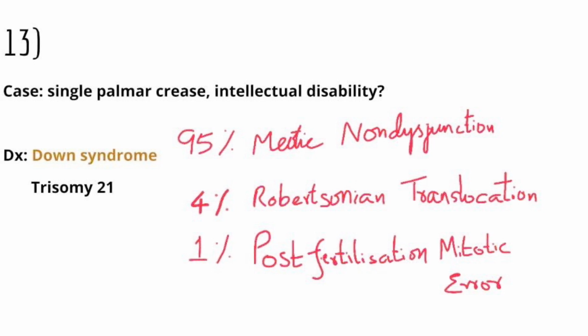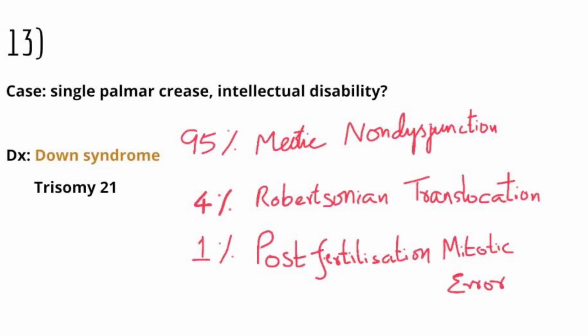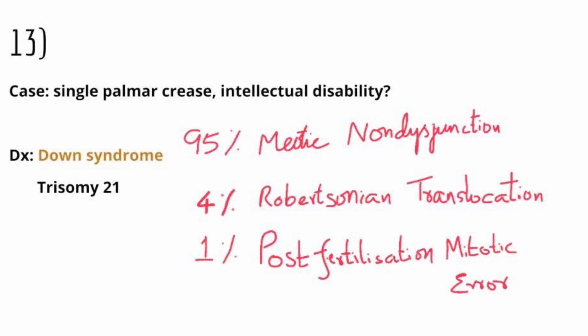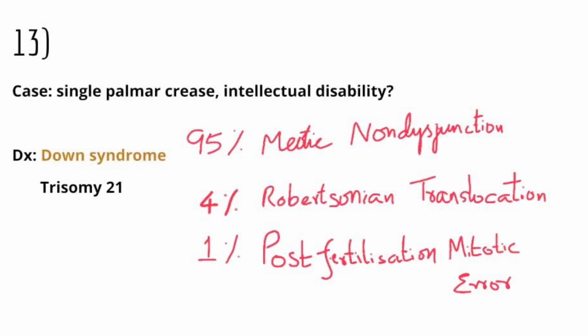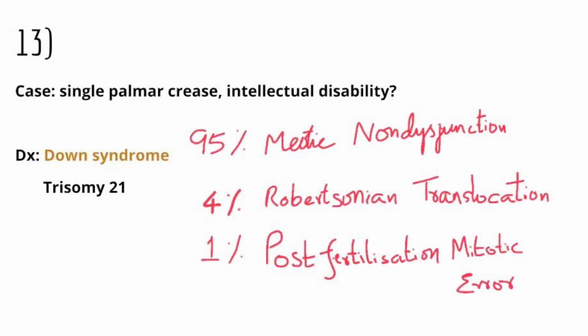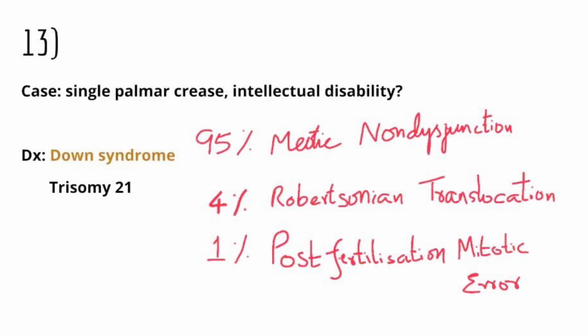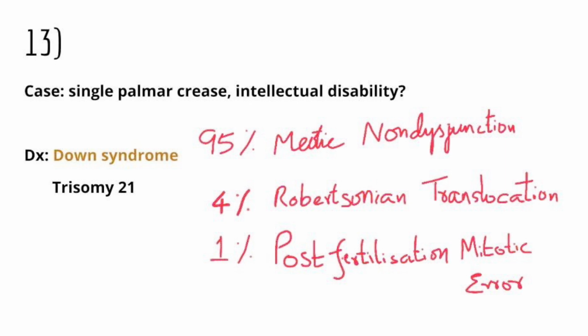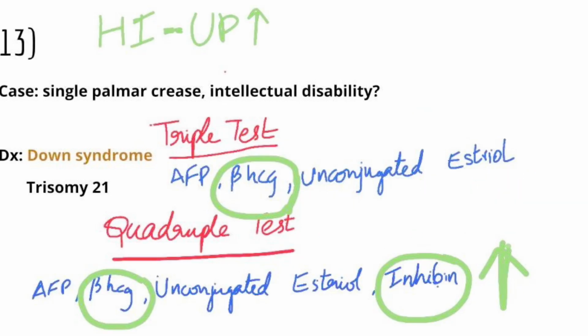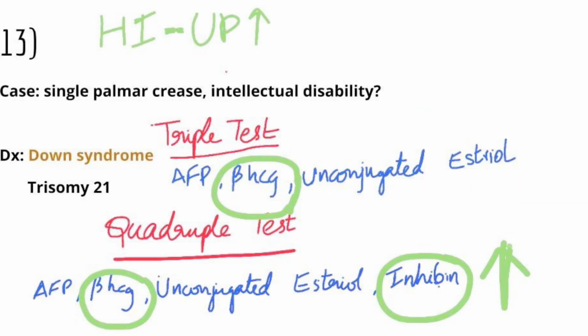95% of cases are due to meiotic non-disjunction, most commonly during meiosis 1, whereas 4% of cases are due to unbalanced Robertsonian translocation, which typically occurs between chromosomes 14 and 21, and the rest 1% of cases are due to post-fertilization mitotic error. There are multiple ways of diagnosing Down syndrome.